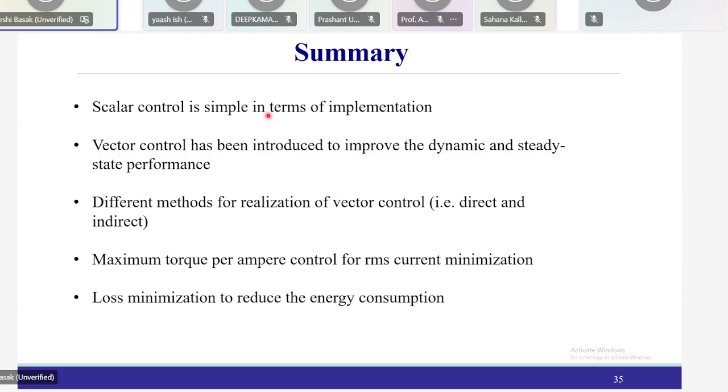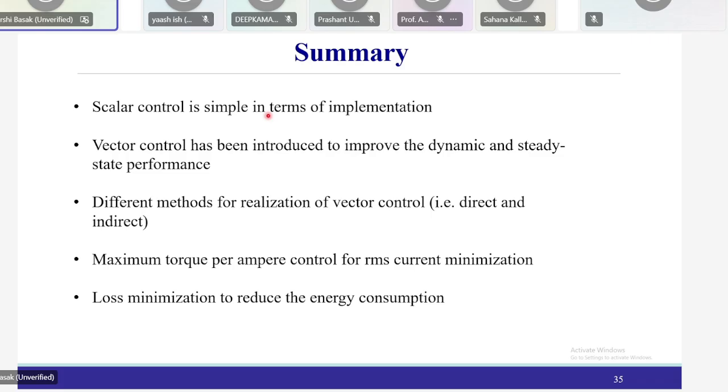And then you can go for different methods of realization of the vector control. Either you can use a direct vector control, where you eliminate the dependency on the speed sensor and are able to minimize the resources, but the control accuracy may not be that good because it is dependent on the stator resistance.